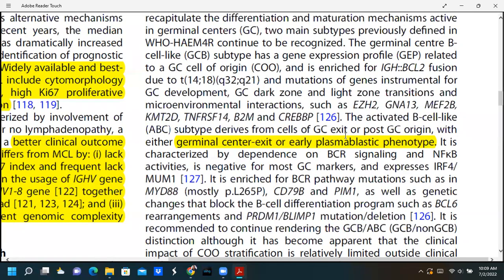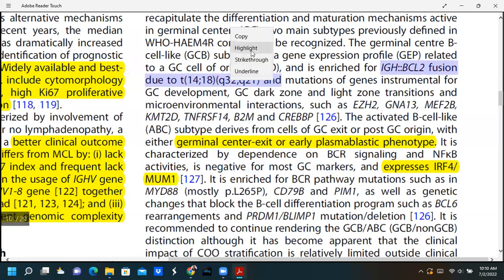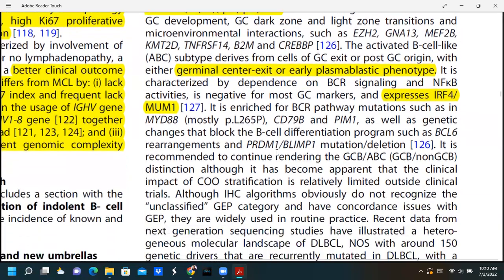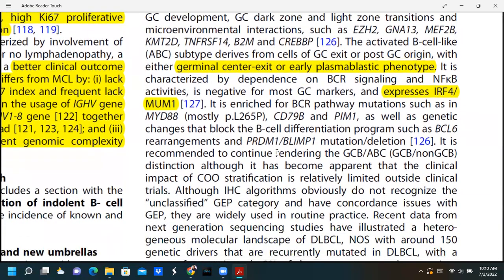It is characterized by dependence on BCR signaling and NF-kappa B activities. It is negative for most GC markers and will express MUM1, in fact IRF4 MUM1. So basically the GCB type has BCL2 and t(14;18), and the ABC type is IRF4 MUM1. It is enriched for BCR pathway mutations such as in MYD88, CD79B, PIM1, as well as genetic changes that block the B cell differentiation program, such as BCL6 rearrangement, PRDM1, BLIMP1.